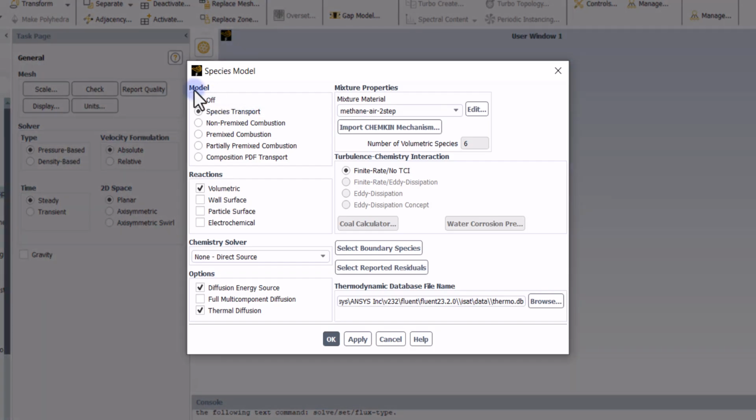And as you can see, under this model section, you have different models like species transport, non-premixed combustion, premixed combustion, partially premixed combustion, and composition PDF transport. These are the models that you can use to simulate your combustion. We're going to discuss each model in detail in just a few moments.